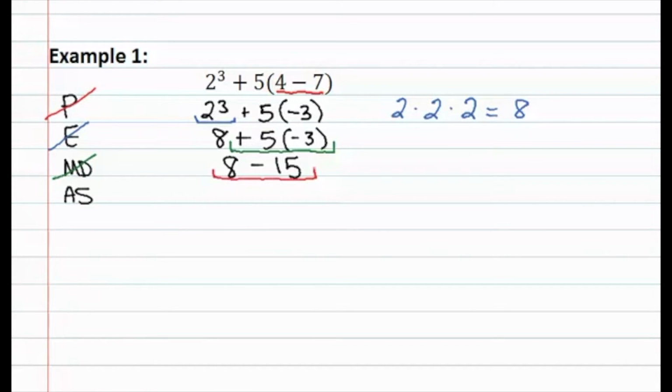We now add and subtract or combine the 8 and the negative 15. Remember, with different signs, we subtract the two numbers, giving us a 7, and we keep the sign of the larger number. Therefore, our answer is negative 7. Remember to write down PEMDAS on each question to ensure that you are doing the steps in the proper order.